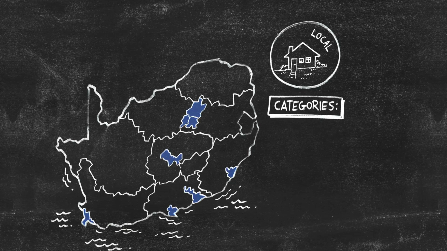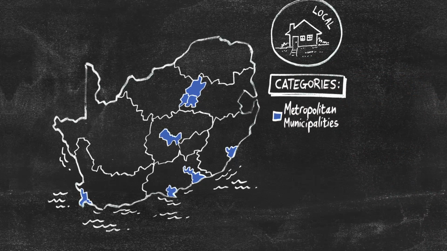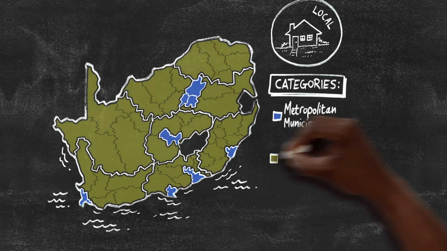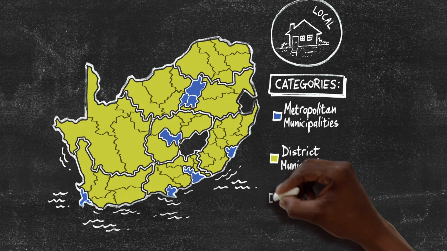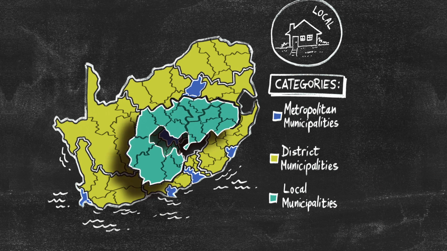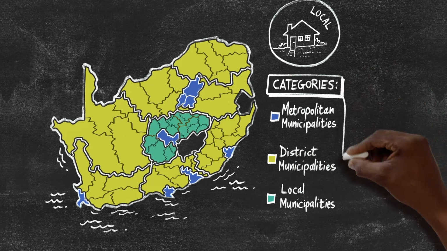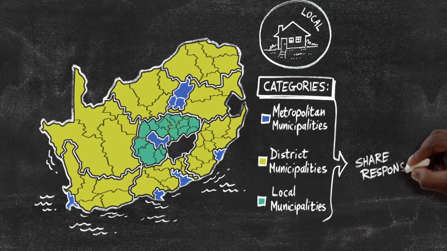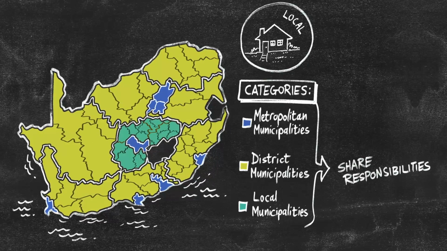Big cities like Johannesburg or Durban belong to metropolitan municipalities. District municipalities are made up of several local municipalities grouped together in one area to share the workload and resources. Finally, areas outside the 8 metropolitans fall into local municipalities. There are over 200 local municipalities in South Africa. These administrations share the responsibilities to deliver services with local municipalities.